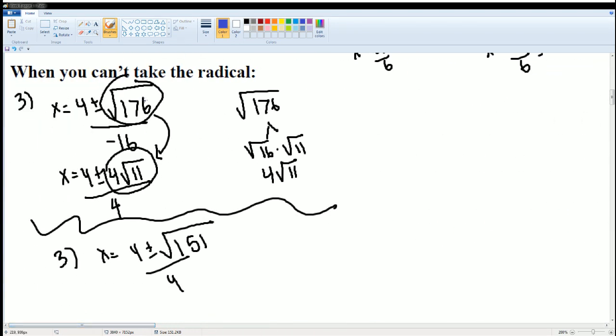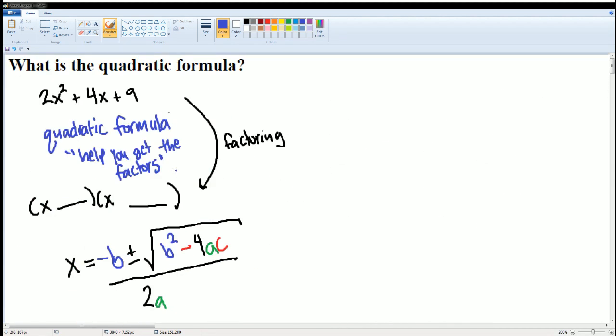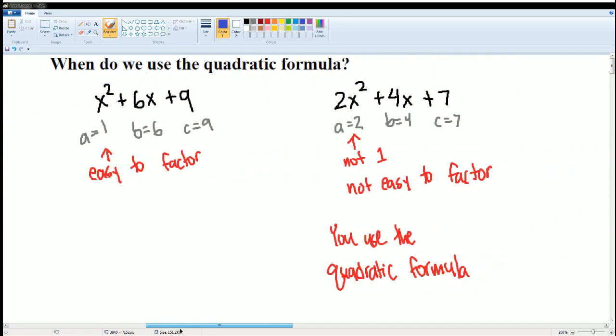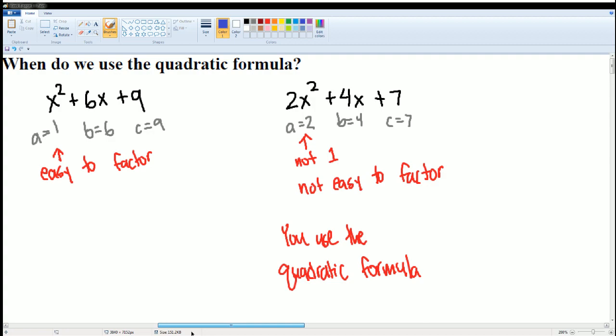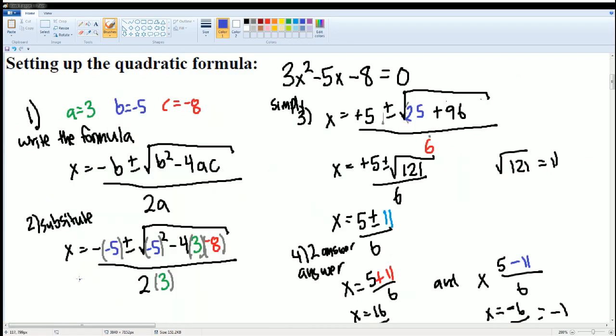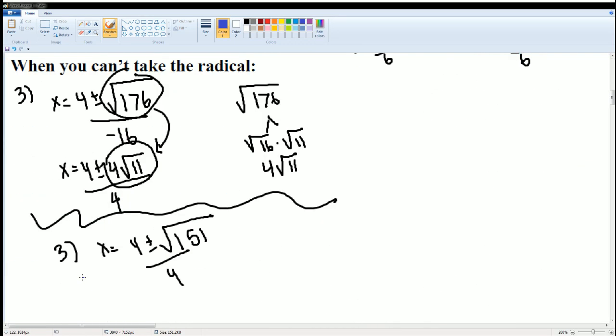Please understand sometimes you cannot actually deal with the square root, or what we call the radical. I know that was long. But here we understand what the quadratic formula is used for, when we use it, a detailed example of how to use it, and a little fine detail about the radical.